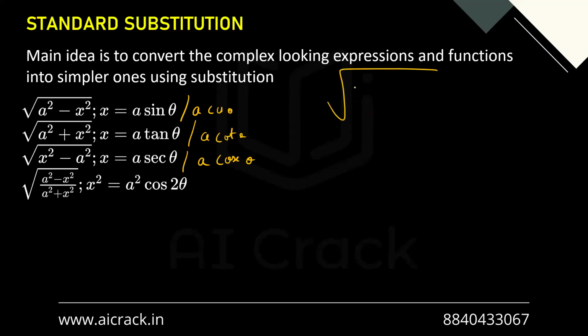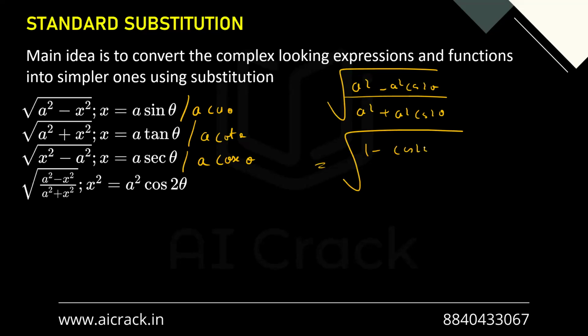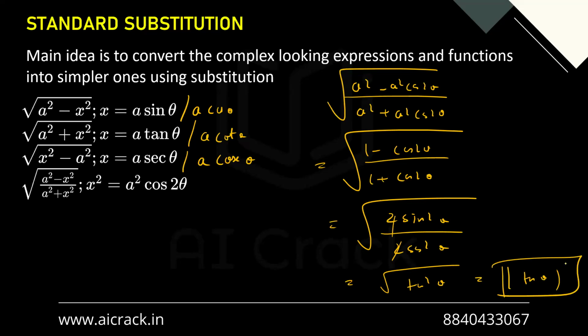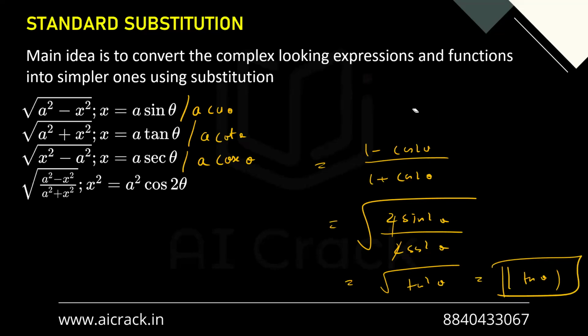So we have under root a square minus a square cos 2 theta upon a square plus a square cos 2 theta, right? Now a square from both numerator and denominator gets cancelled, right? So we'll be getting under root 1 minus cos 2 theta upon 1 plus cos 2 theta. Now we know that 1 minus cos 2 theta is 2 sine square theta and 1 plus cos 2 theta is 2 cos square theta, right? So 2 gets cancelled out. So what we have got is under root tan square theta, again mod tan theta, right? So we have got this simple expression over here. Now let's use the other case.